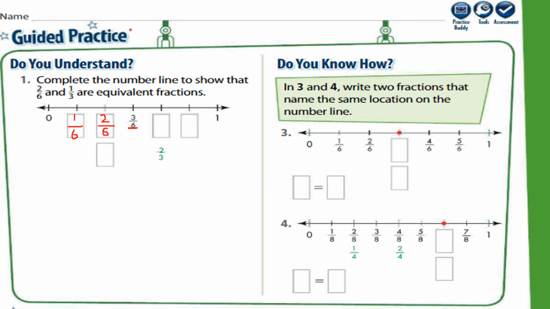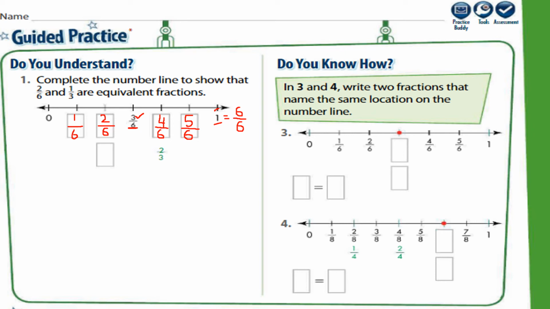And the second part will be 2/6. Excellent. The third part will be 3/6, and the fourth part will be... excellent, 4/6, and the fifth part will be... very nice, 5/6, and this is the sixth part, which is equal to a whole because it is equal to 6 of 6.